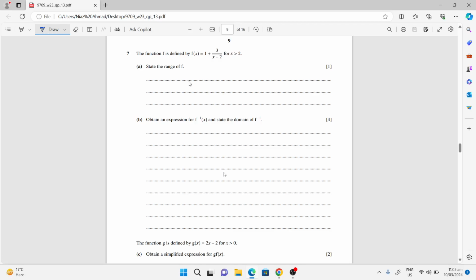So, in this lecture, we are going to cover all the key concepts relating to every topic. The question says the function f is defined by this expression where x is greater than 2. Suleiman, what is the range of the function? How do we find the range of the function? It's just a 1 mark question. State the range of the function.